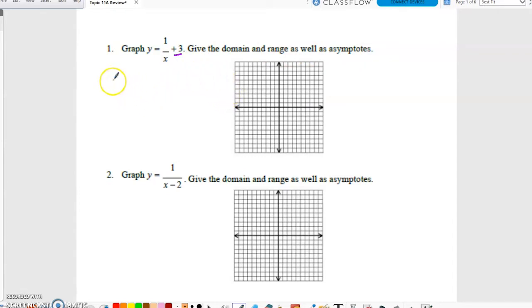So instead of my horizontal asymptote being at y equals 0, we're going to be at y equals 3 because it always equals my k value. I do not have a shift left or right, so that means my vertical asymptote is still going to be at x equals 0 because it hasn't moved. So I'm going to go ahead and draw those asymptotes first. So x equals 0 is right here along the y-axis. And then y equals 3 is 1, 2, 3. It's going to be right here.